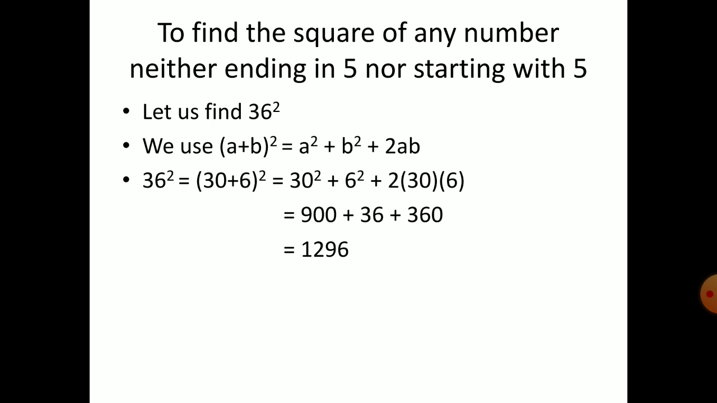So here in this case let us use a plus b whole square. 36 square is written as 30 plus 6 whole square. Take a is equal to 30 and b is equal to 6. So we write 30 square plus 6 square plus 2 into 30 into 6. 30 30s are 900, 6 6s are 36, and 2 into 30 into 6 is 360. The result becomes 1296. Initially it may take some 15 to 20 seconds for you to simplify the problem. After solving 10 or 20 examples, within fraction of seconds you can tell the answer. 36 square is equal to 1296.